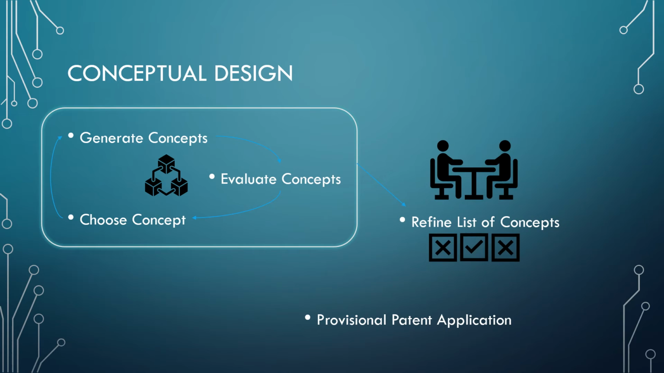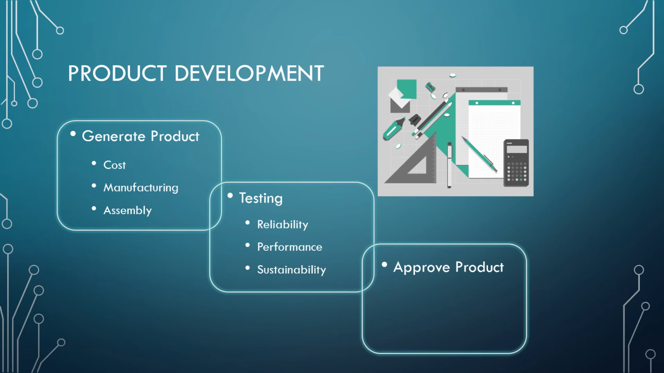Next, we're going to refine this list of concepts. We want to sit down as a group, and we're going to get rid of concepts that we don't think will solve the problem, or we don't like, or aren't cost effective. And we're going to come up with one good solution that we think is going to solve our problem effectively. And a lot of times this is where a company will apply for a provisional patent. This can protect their product development and keep everything nice and good.